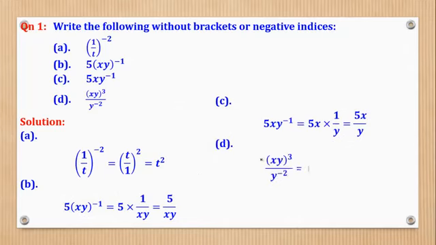Then part D, still we are going to open brackets. So this one is this, and this is this, but realize that this is a negative power, so we have to get its reciprocal to become y squared over 1, which remains y squared. Then this one, same base, you add the powers, and then you get the final answer.